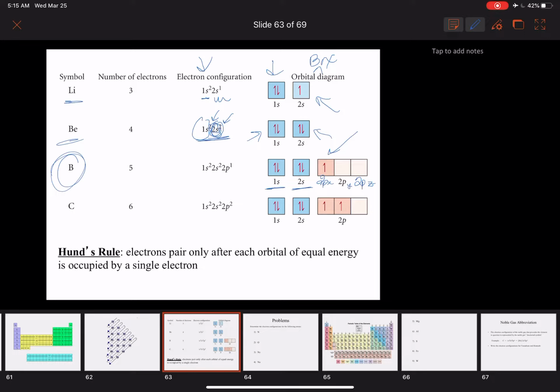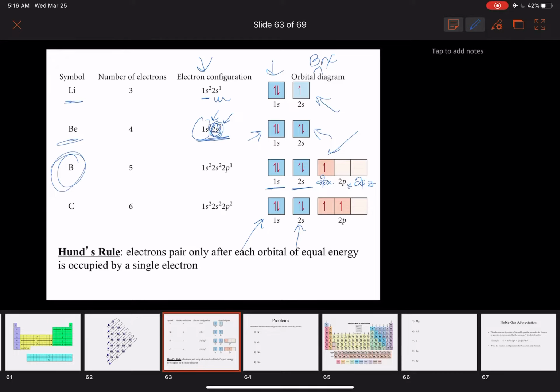Now with carbon, we've got 6 protons and 6 electrons. So our first 2 electrons go into our 1s orbital as always. The second 2 go into the 2s orbital as always. And then we have 2 electrons to distribute to the 3 2p orbitals.